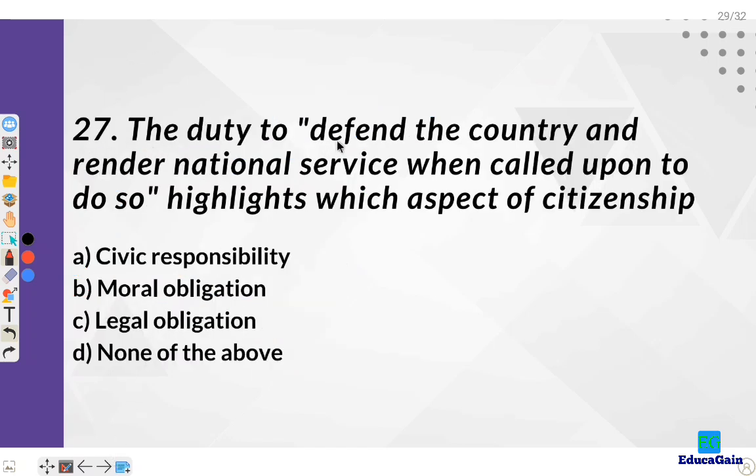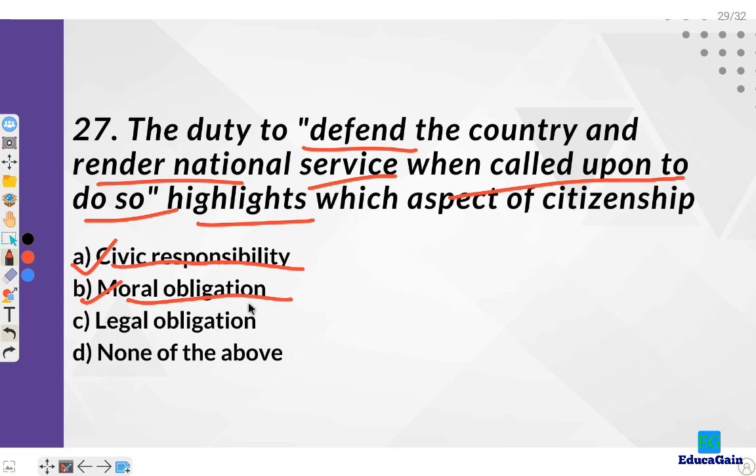Next question is, the duty to defend the country and render national service when called upon to do so highlights which aspect of citizenship? A saying civic responsibility, B moral obligation, C legal obligation, D none of the above. The correct answer is A, civic responsibility.